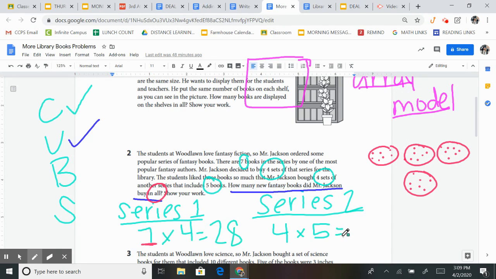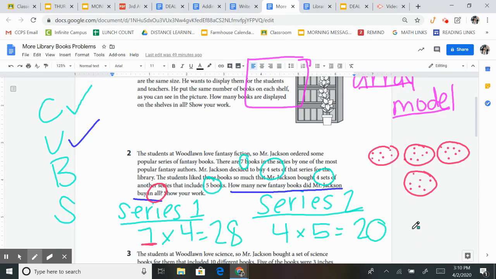Now, when I multiply 4 times 5, think about our multiples of 5. That was part of our 3rd grade multiplication bag. You can count up by 5s 4 times on your fingers, or you might already know this from memorization. The product here is going to be 20. So in series 1, there was a total of 28 books. And in series 2, there was a total of 20 books.